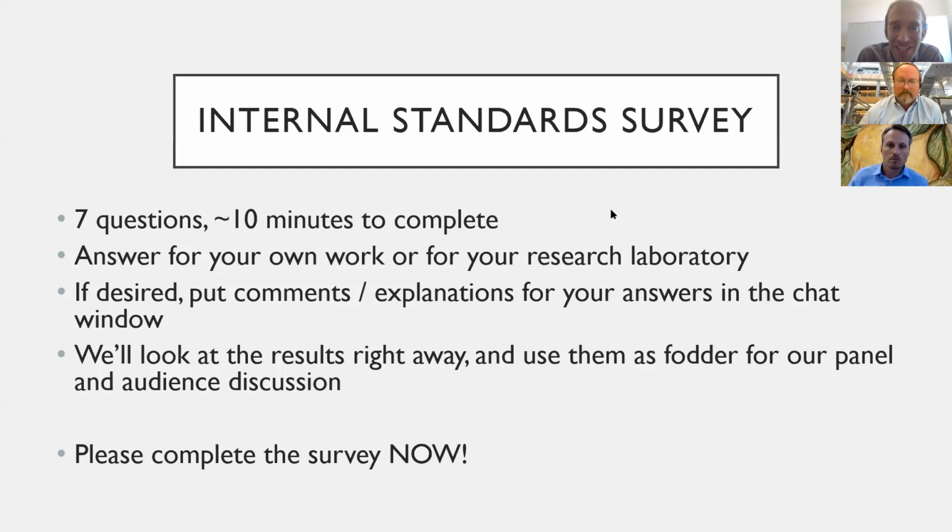Okay, so let's take a quick look at these results. As to the question, do you use internal standards in a typical targeted metabolomics experiment? If so, how many internal standards do you use? The most common answer was 6 to 10, with second place being 11 to 20. So it looks like we've captured a moderate range.